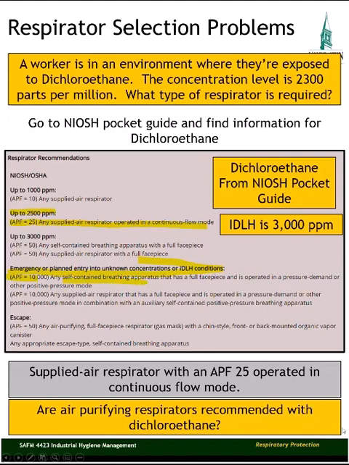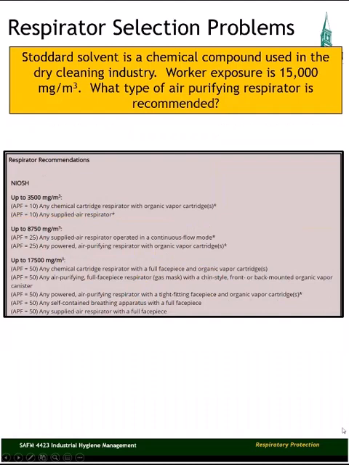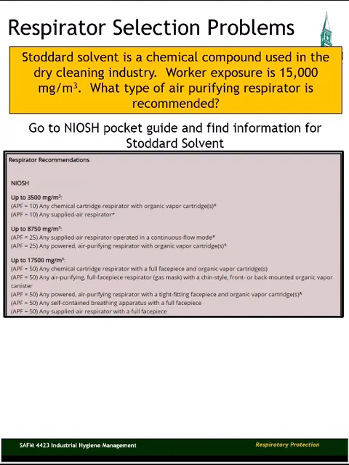All right, let's look at another problem. Stoddard solvent is a chemical compound used in the dry cleaning industry. Worker exposure is 15,000 milligrams per cubic meter. What type of air purifying respirator is recommended? Again, we can go to the NIOSH Pocket Guide. Stoddard solvent's in there. And what are the options?